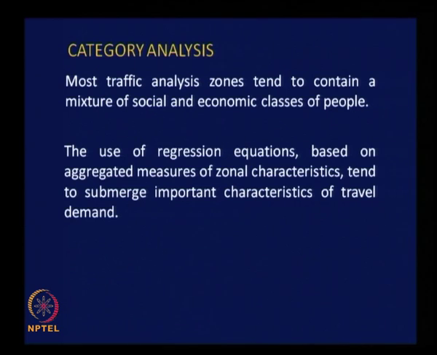The use of regression equations based on aggregated measures of zonal characteristics tends to submerge important characteristics of travel demand, because travel demand is influenced significantly by household size, household income, household vehicle ownership and so on. Since we deal with averages, the distinct characteristics or influence of these variables will not be reflected truly in the case of regression analysis.